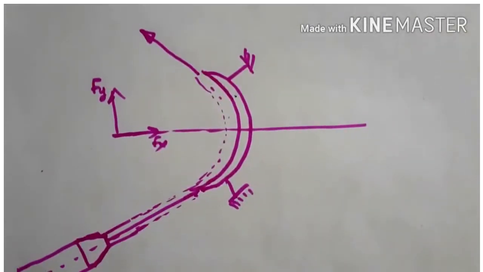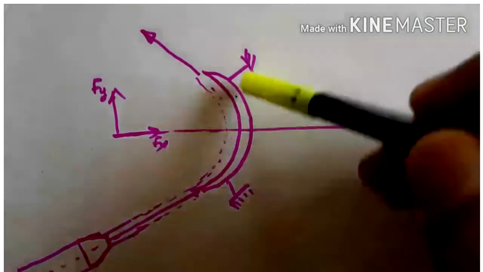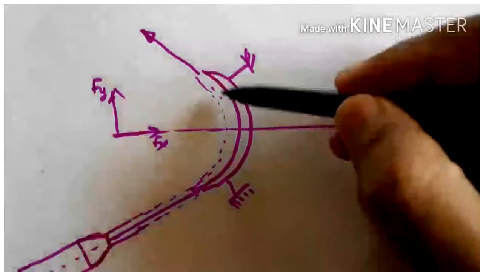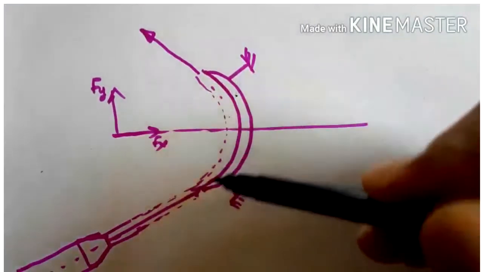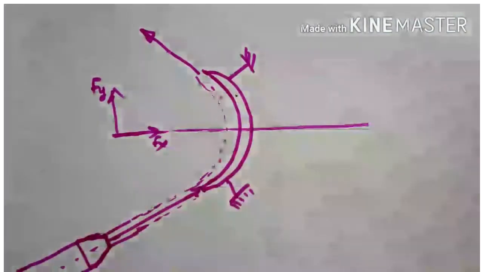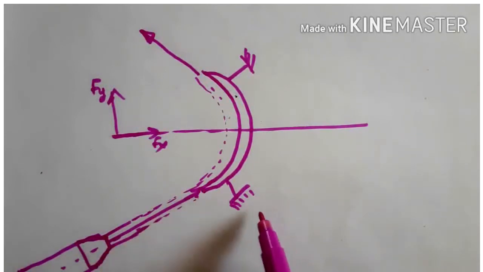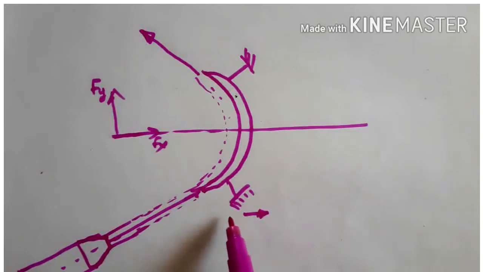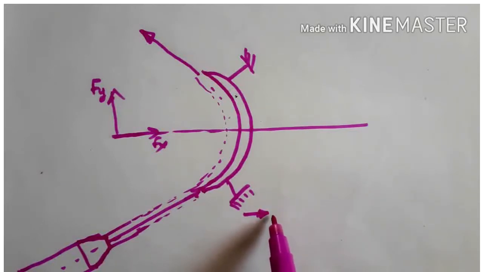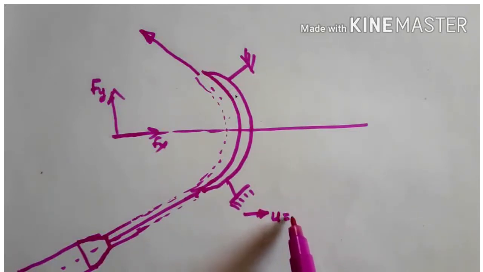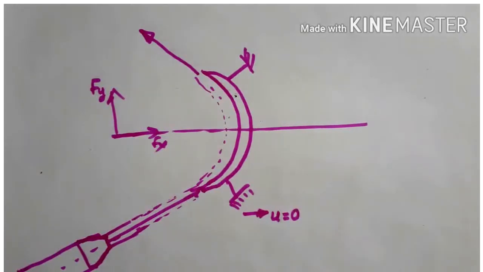Here this is the figure. This is a curved vane and it is a fixed one. It is a stationary curved vane. That means after striking the jet, the plate will not be moving in the forward direction. That is, the velocity of the plate will be 0 here. There is no velocity of the plate here.